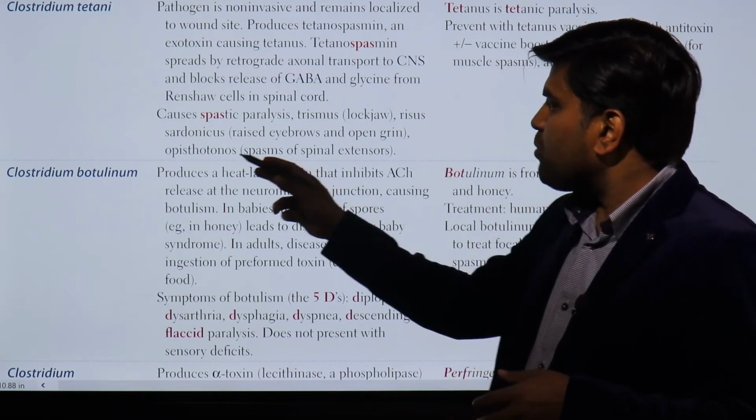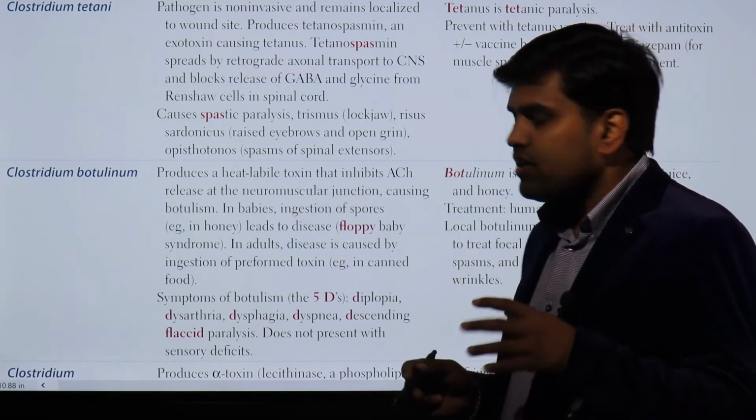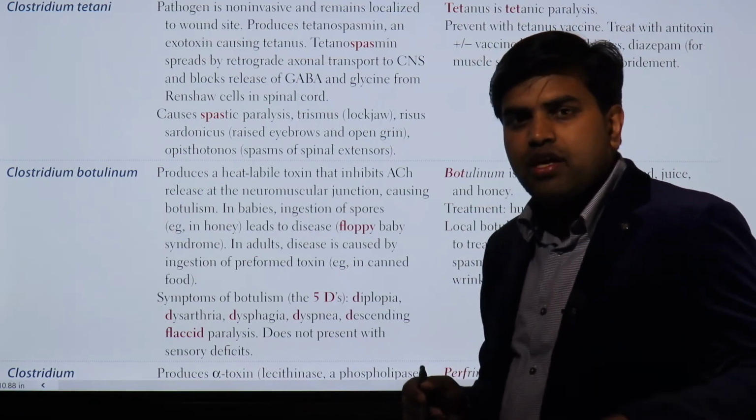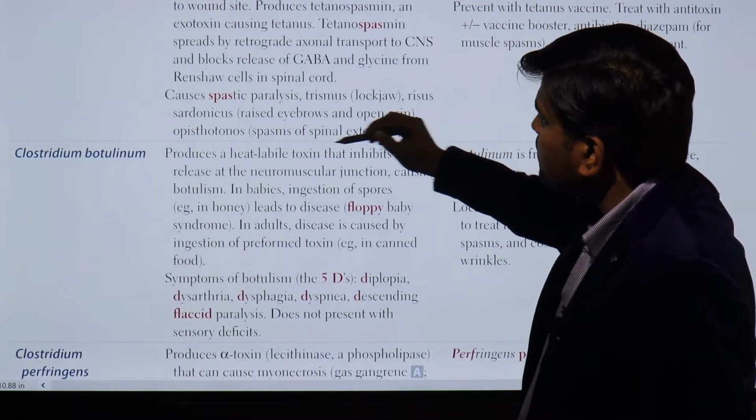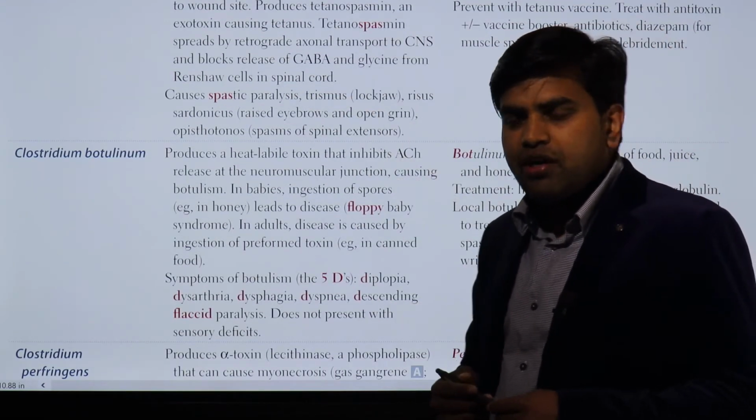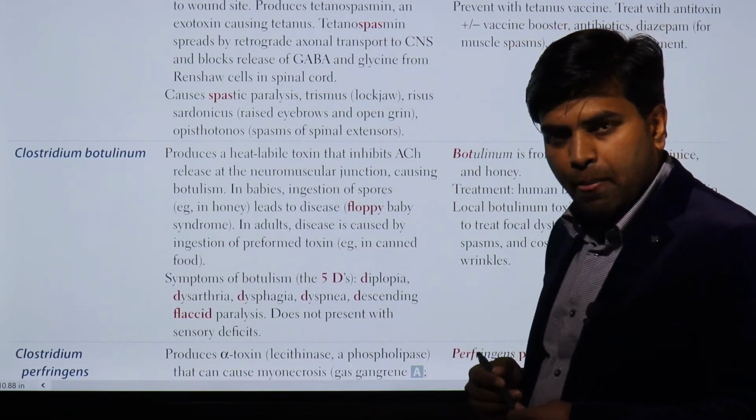And then there will be opisthotonus, that is the spasm of the spinal extensor muscles, the back muscles, and because of that, it will look like a bow. So because of that appearance, Clostridium tetani will develop this opisthotonus. Okay.